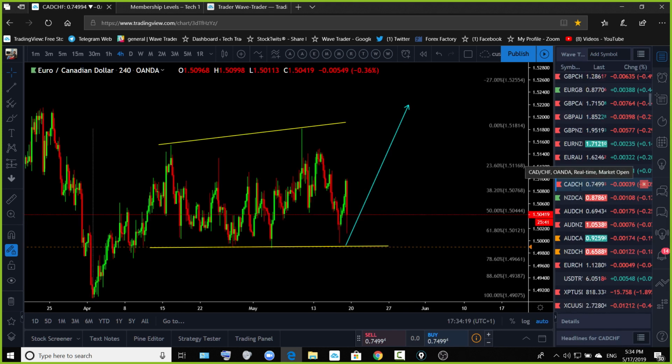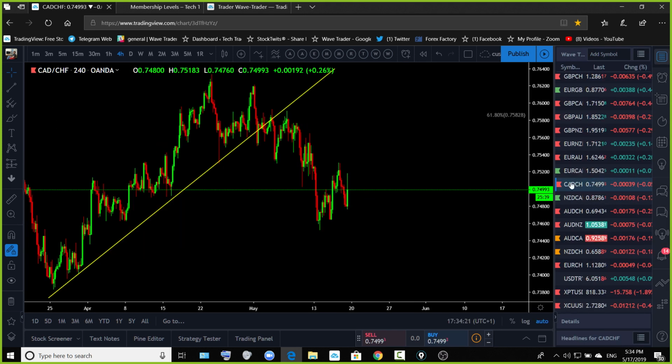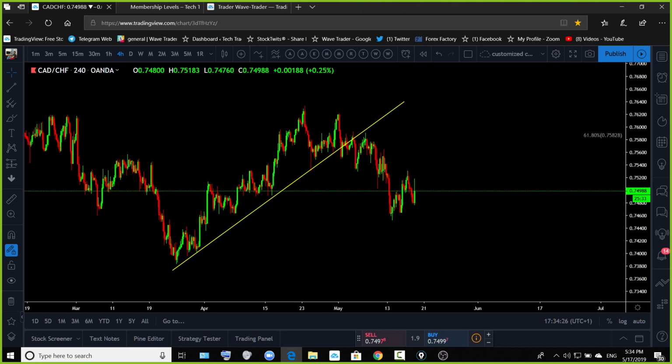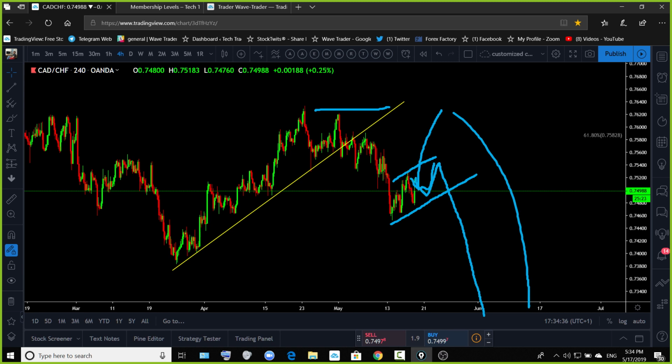All right, and CADJPY to break this corrective trend and continue to go lower. All right, so CADJPY to break that corrective trend. All right, this ABC move to break and continue to go lower. If it pushes up back to that top, this trade.